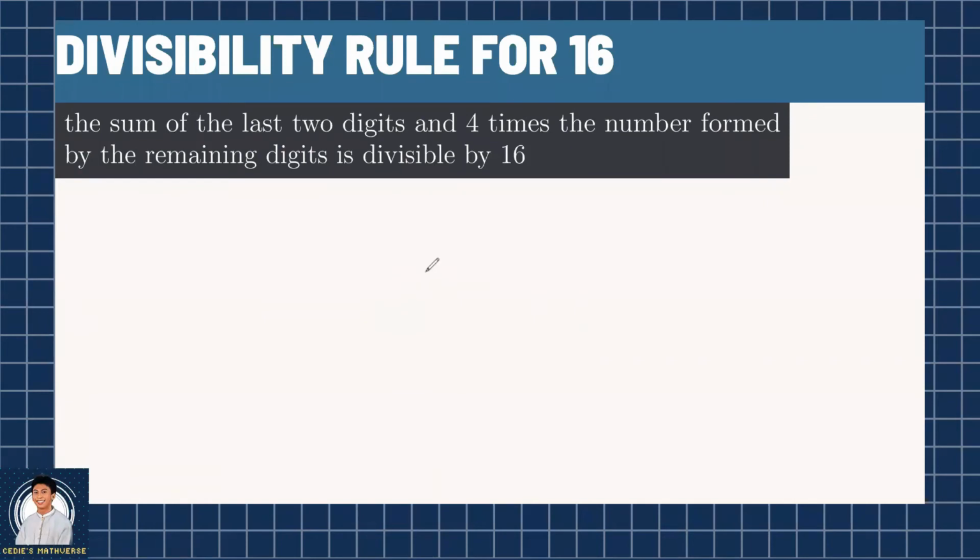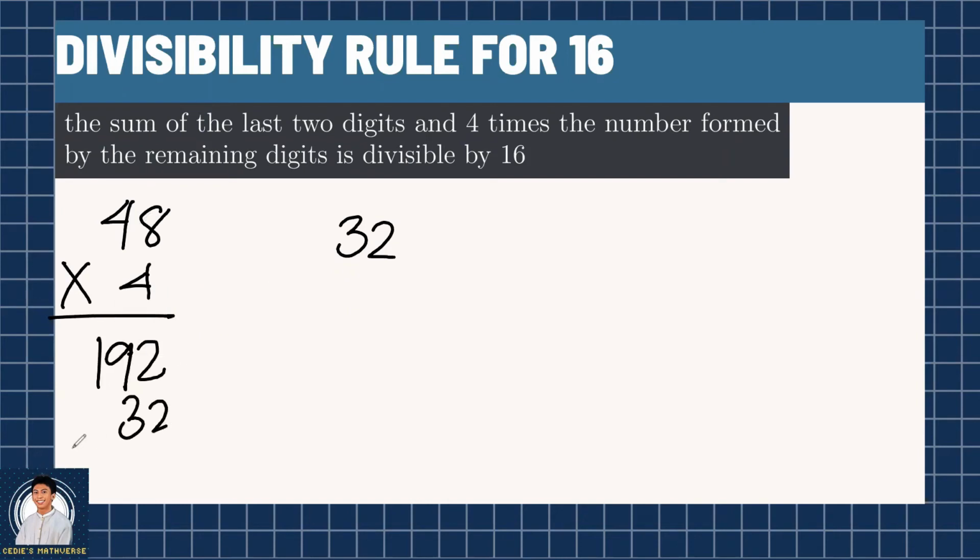And now, for the last number involved in this certain rule set: the sum of the last 2 digits and 4 times the number formed by the remaining digits is divisible by 16. So one good example is 4,832. We will remove the 32, and then we multiply 48 by 4. So we get 192 plus 32, which gives us 224.